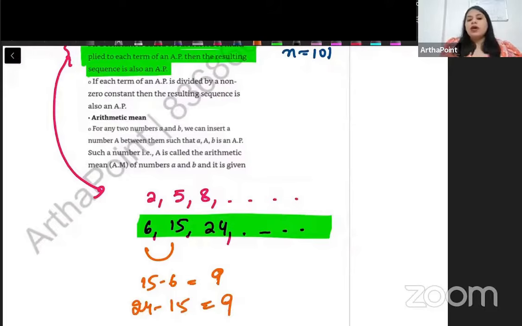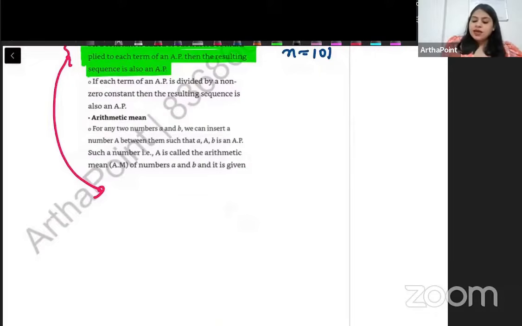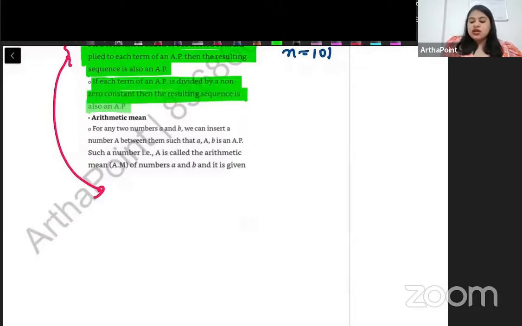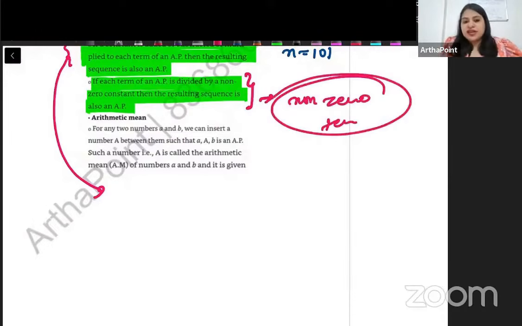So you will go ahead and get the corresponding also as AP. That's the property. Second, if each term of AP is divided by a non-zero constant, then the resulting sequence is also an AP. Again, it holds for addition, subtraction, multiplication and division. But when you divide, you should be dividing by a non-zero term. बस यही जरूरी है, zero से तो divide नहीं कर सकते है ना. So you should be dividing by a non-zero sum.